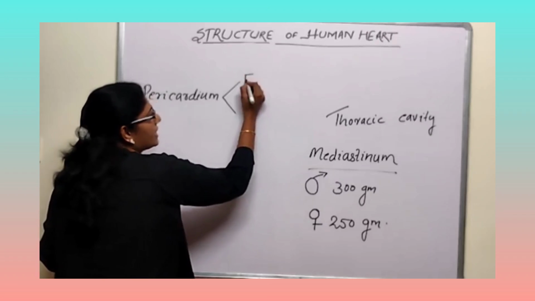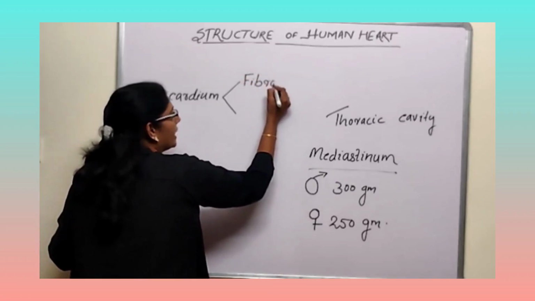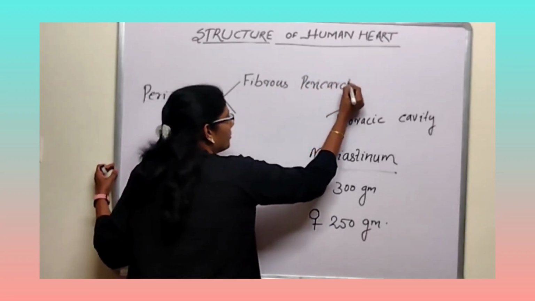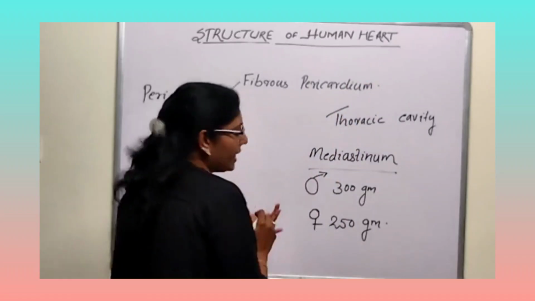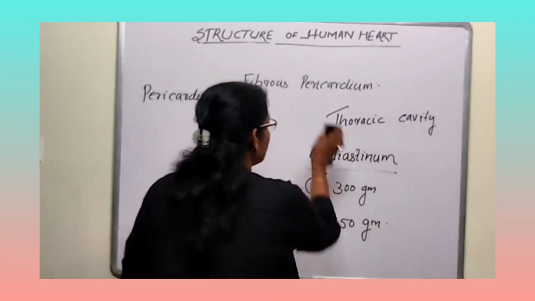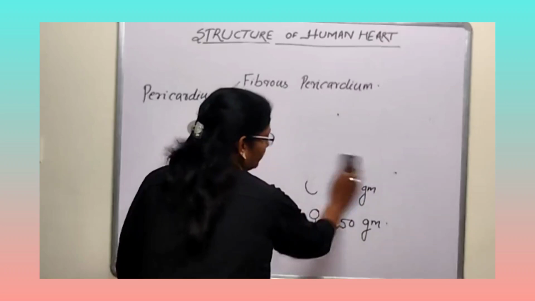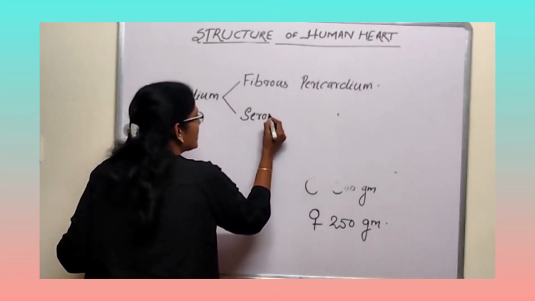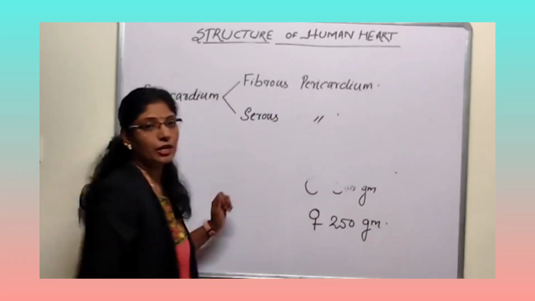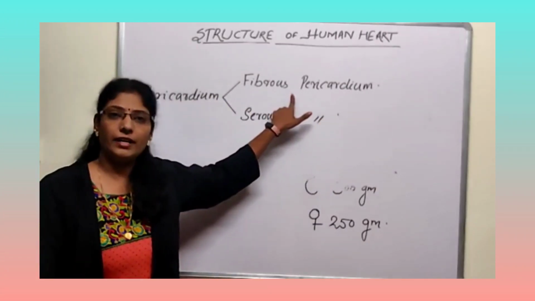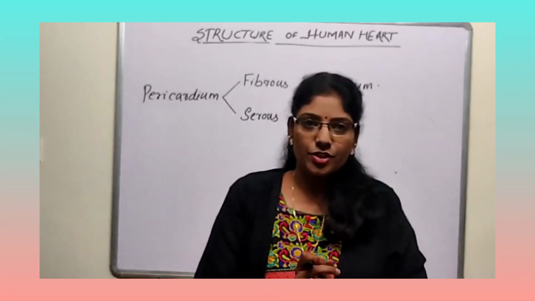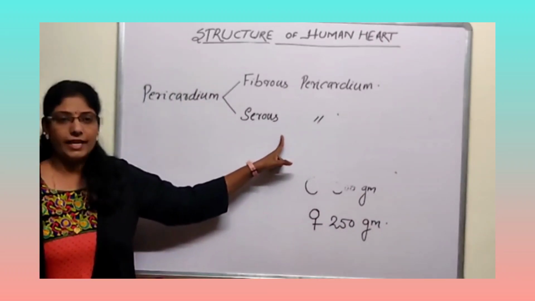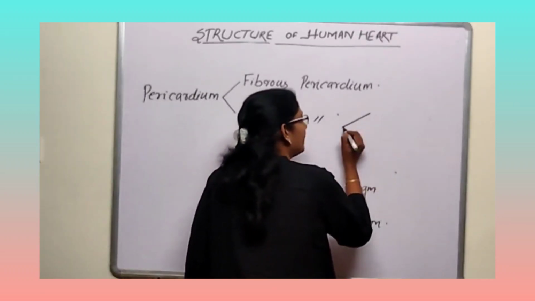The first, outer layer is called the fibrous pericardium. Then the inner layer is called the serous pericardium. The outer layer, the fibrous pericardium, is tough and inelastic in nature, it has no elasticity. The serous pericardium is a thin layer, but it is again divided into two.